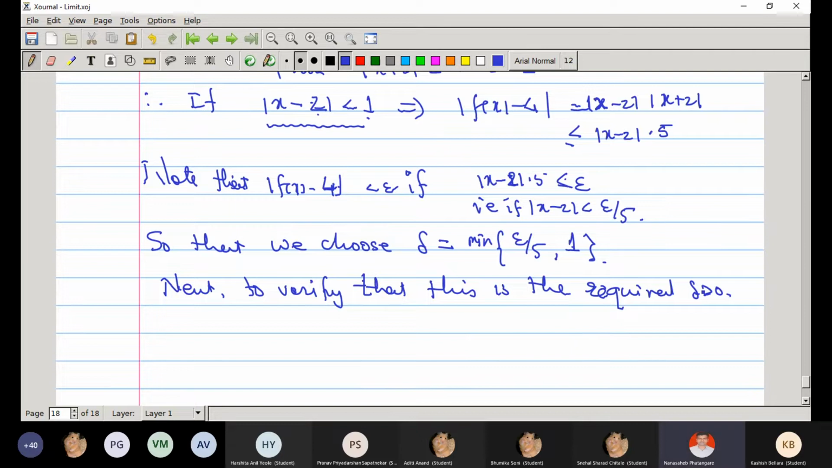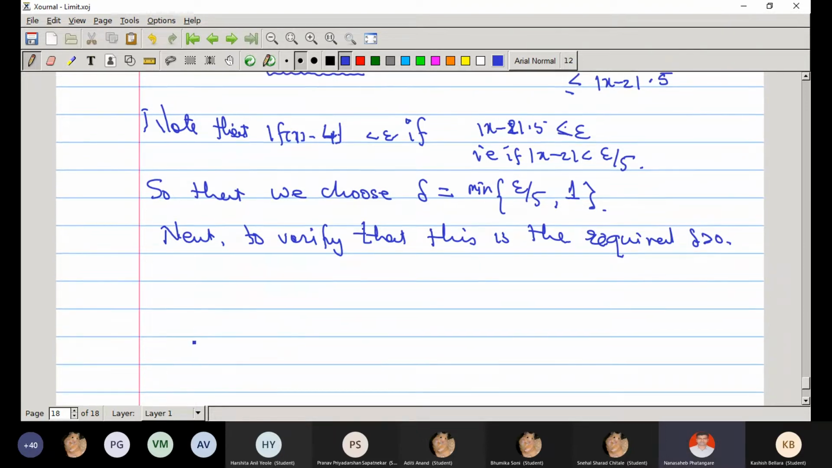Right now we want to check that this is the required delta which we wanted to investigate. How to check? Suppose the distance of x from 2 is less than delta. What do we expect when we believe that this is a required delta?